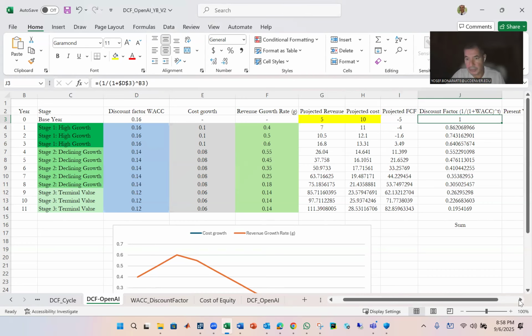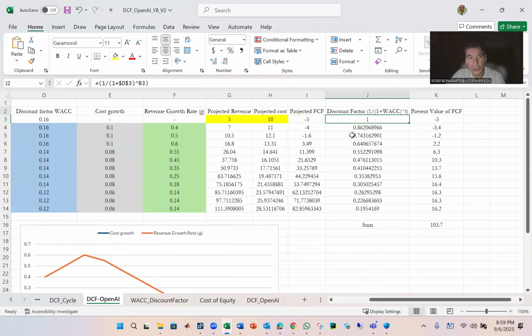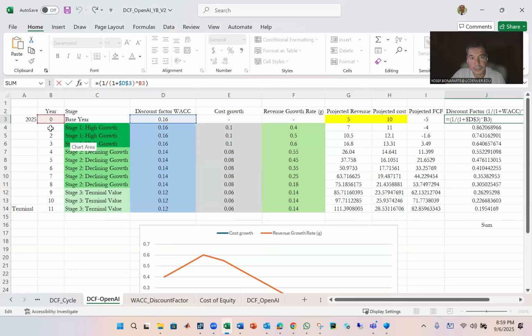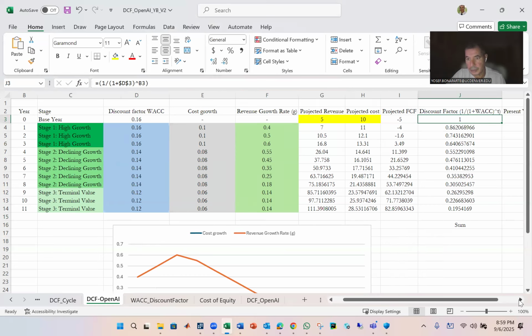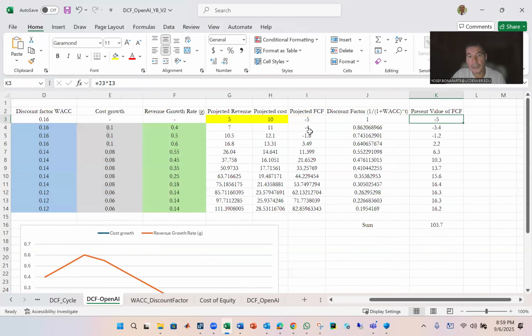The discount factor formula is here: 1 divided by 1 plus WACC to the power T. So the WACC is this, to the power T, and here it is the year. Now we're in 2025, 0, the baseline year. So this is the base year, so the discount factor is 1. So basically, as of now, their revenue is 5, their cost is 10, so the present value of their free cash flow is -5.